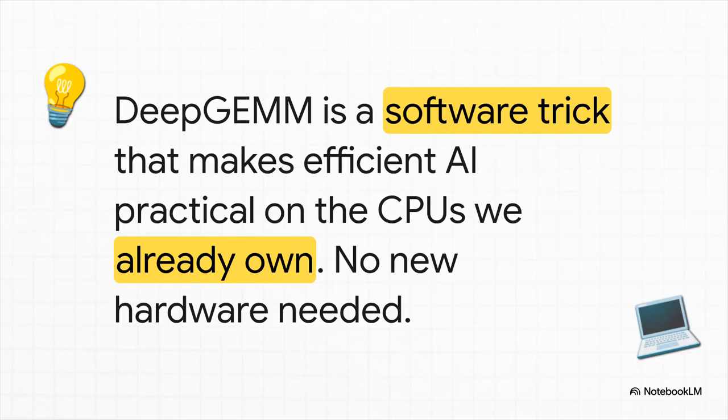So here's the bottom line. The thing you really need to take away from this: DeepGEMM is a software trick that unlocks the true performance of our hardware. It bridges that gap between these super efficient AI models and the CPUs that are already sitting in our computers right now. You don't need to go out and buy a new, expensive, specialized AI chip to get these kinds of speeds.